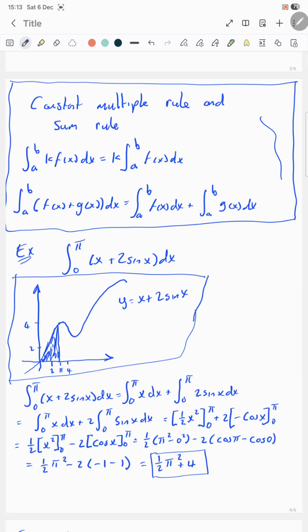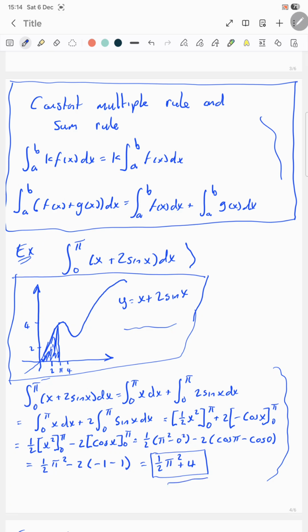We have an example of this here. Between 0 and pi of the integral here, where what we're integrating between 0 and pi is given here on this graph pictorially, and this is the function y equals x plus 2 sine x. Then we're going through exactly the same as what we went through before with these rules, and once evaluated, we get 1/2 pi squared plus 4 here, which is our solution to this.